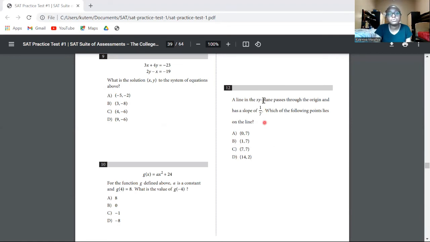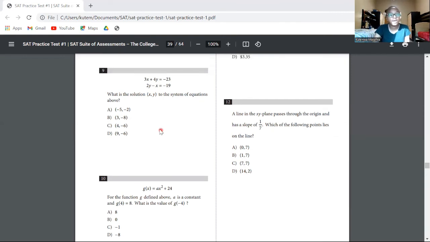So how do you know if the point is 1/7? Just go through and try y/x. 7/0, no. 7/1, no. 7/7, no. 2/14, yes, can be reduced to 1/7. So that's a very good concept to have.